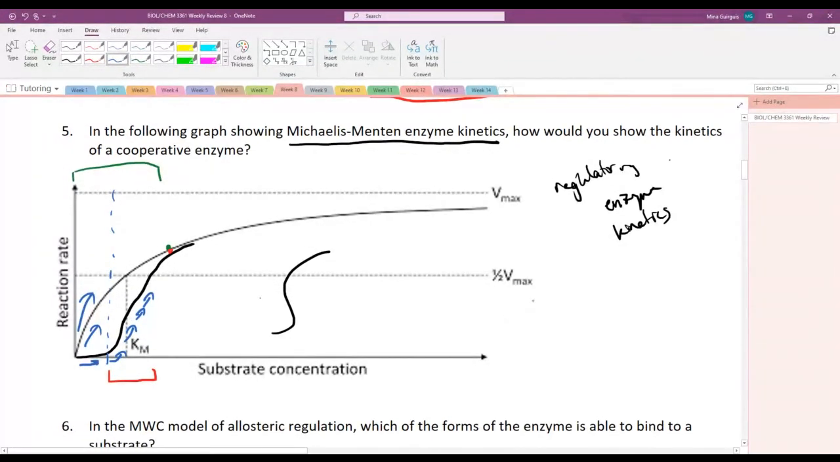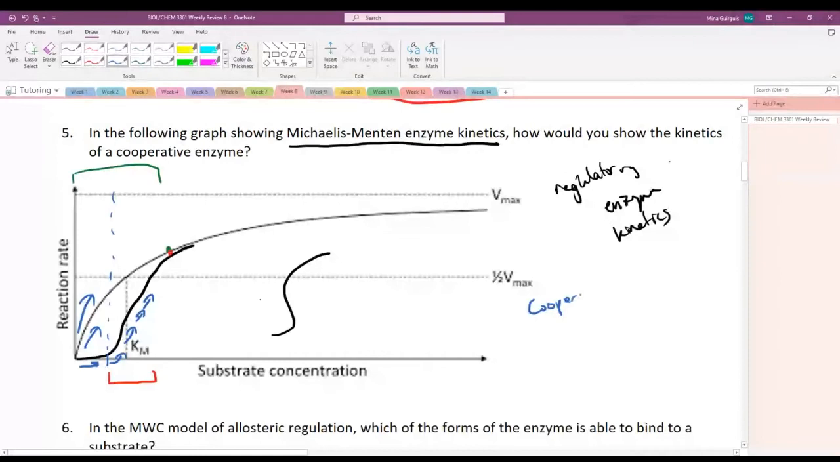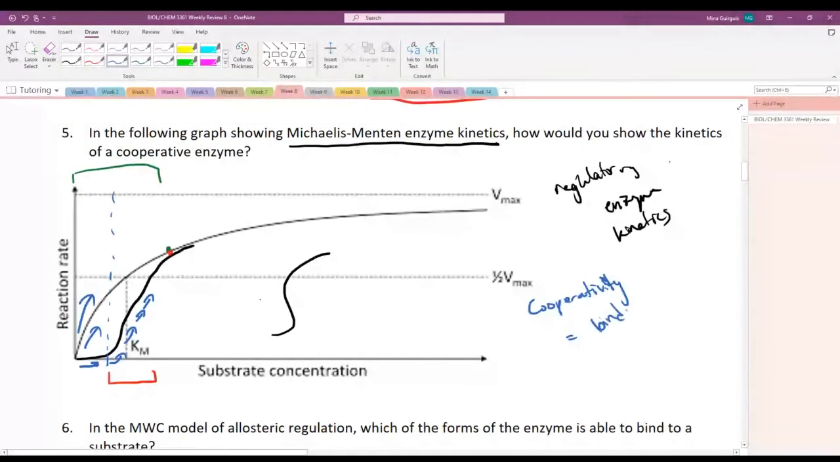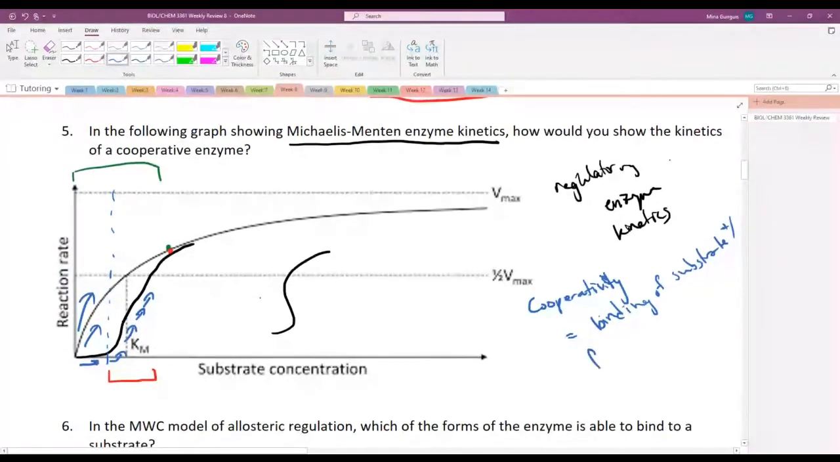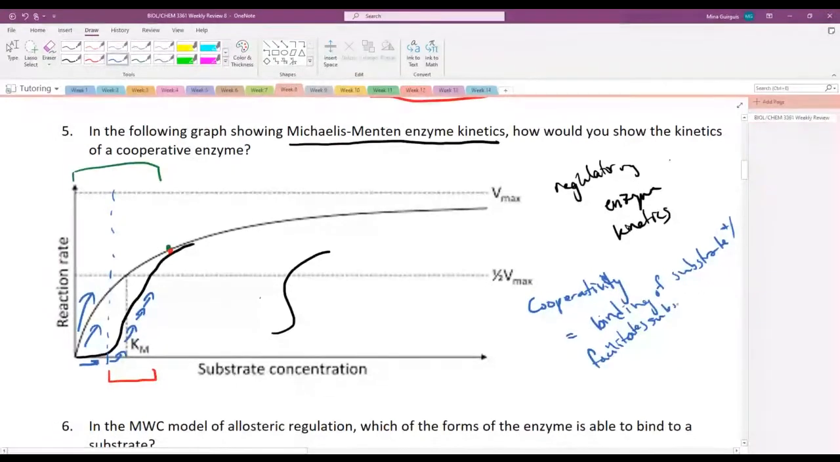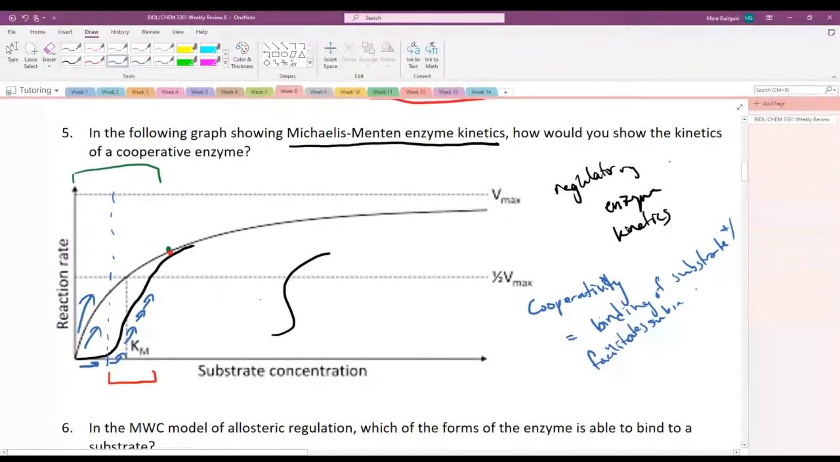So cooperativity equals binding of substrate 1, which I'm just going to say is the first substrate, facilitates subsequent substrate binding.